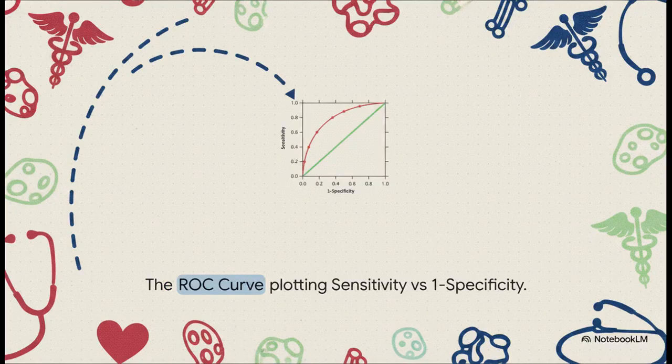To track this balance, researchers use what's called an ROC curve. It plots sensitivity on the vertical axis against 1 minus specificity on the horizontal axis. This curve is basically the ultimate visual tool used across tons of studies to chart the balancing act between catching diseases and avoiding false positives. A perfect test would shoot straight up to the top left corner, so the closer the curve bows toward that top left, the better the test is.